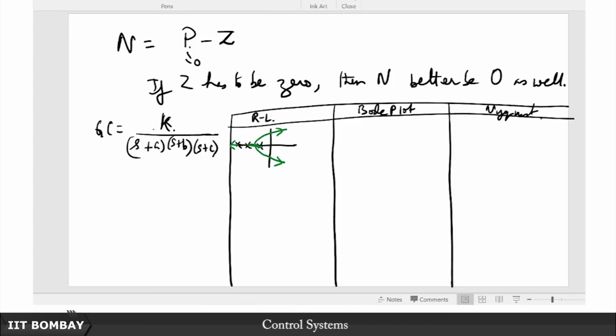So it all depends on what choice of k you have made. My first situation is where I have made a k choice such that my closed loop poles are here. My second situation is where I have made a choice of k which is exactly the critical value. So this is going to be my critical value of gain k, that means I have my closed loop poles on the imaginary axis.